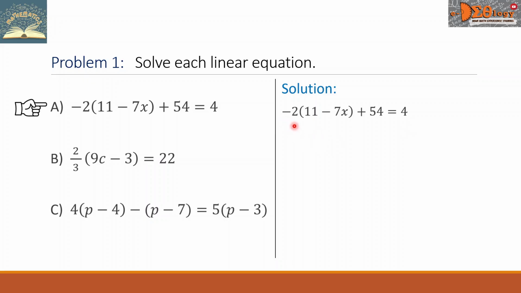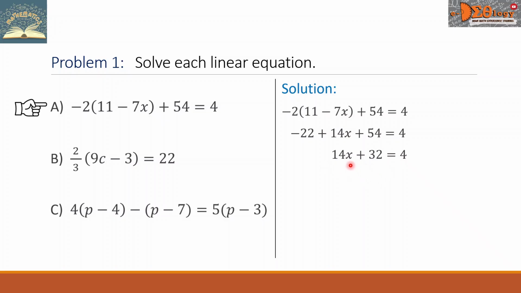This negative 2 we multiply to each term of the binomial. So we have negative 2 times 11, we have negative 22. Negative 2 times negative 7x, we have positive 14x. Then we copy plus 54 equals 4. On the left side, we combine negative 22 and 54. That will be positive 32.